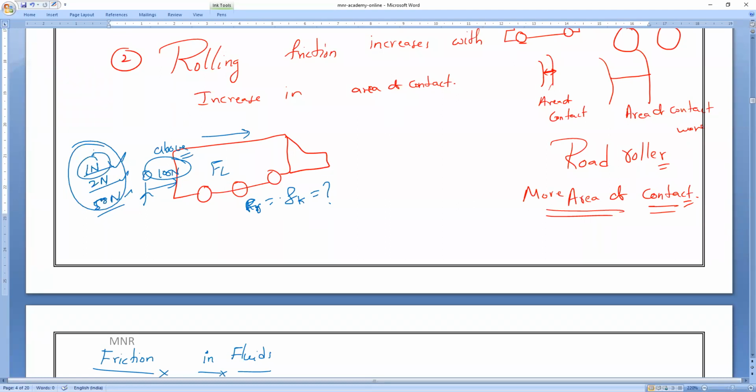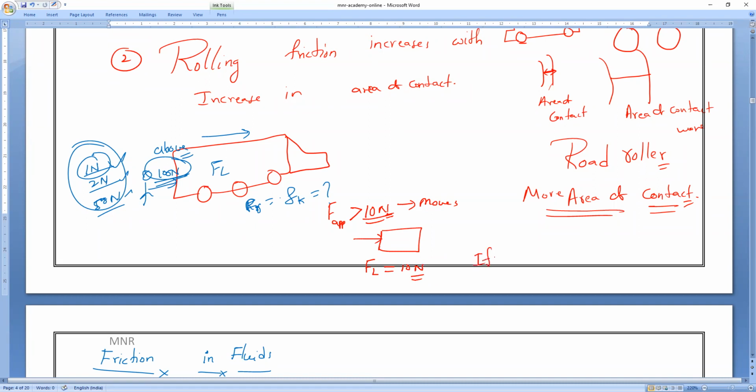There is a very good question. If I am applying a force less than limiting friction, do you think the body will start moving, everybody? No. For example, I have an object which I can move only if I apply a force greater than 10 Newtons. Only then can the body move. So what is the limiting friction? Limiting friction is how much? 10 Newtons.